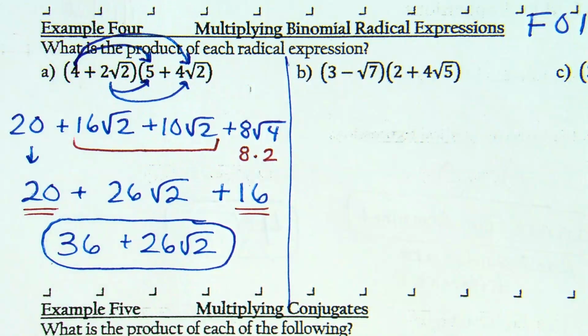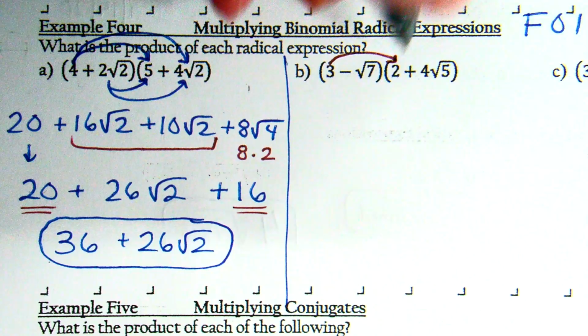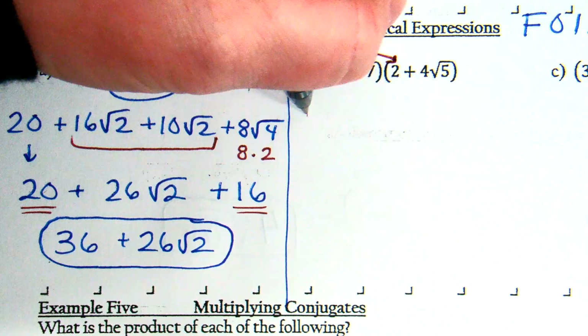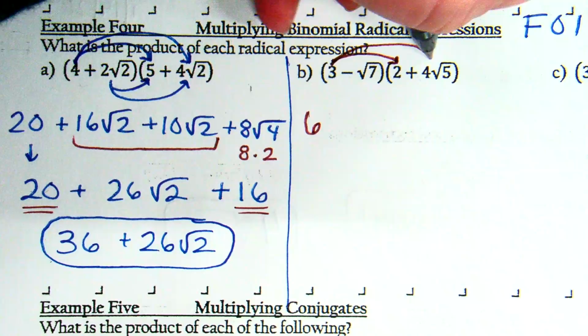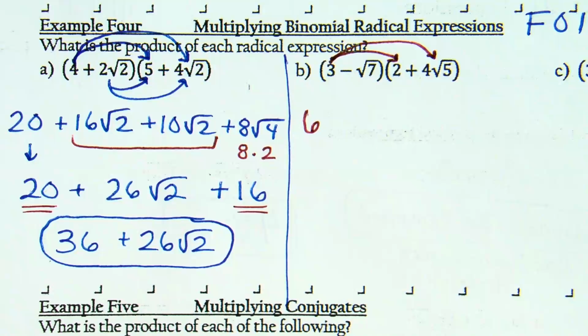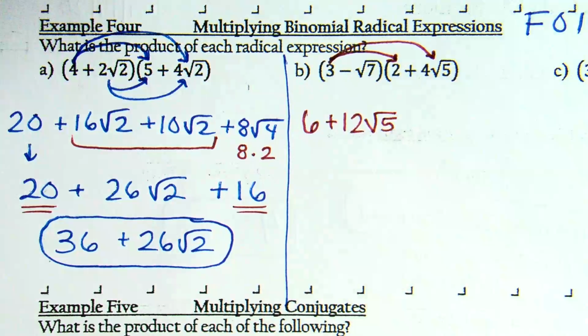Let's try B. 3 minus square root of 7 times 2 plus 4 square root of 5. Okay. 3 times 2 is first. 3 times 2 is 6. Outsides. 3 times 4 square root of 5. 12 square root of 5. Multiplying the outsides, the square root's along for the ride.